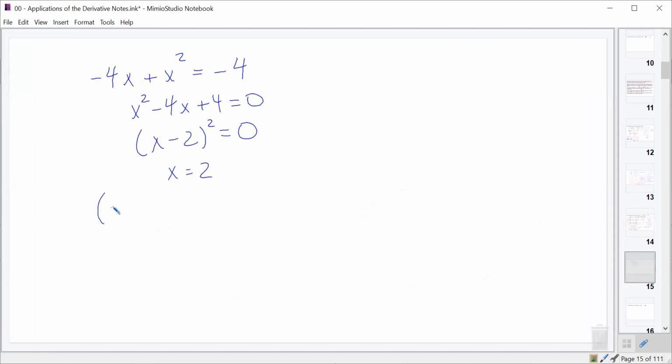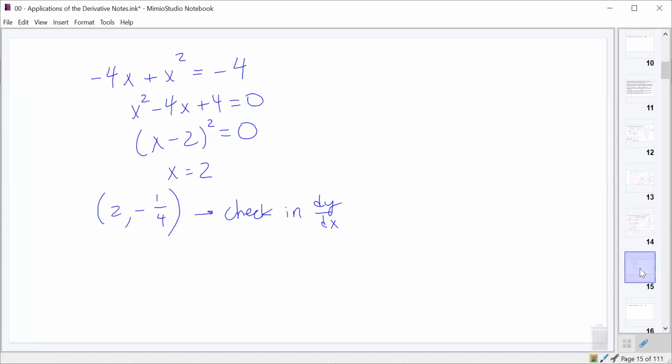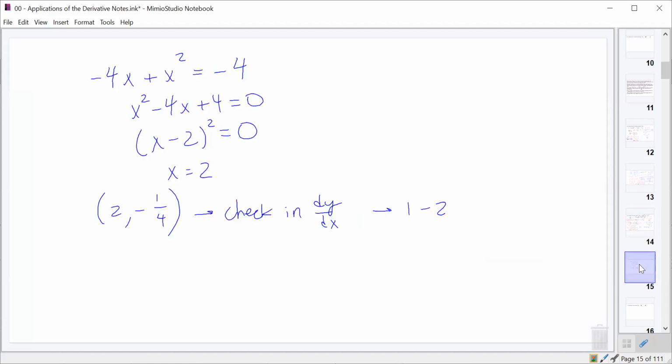So at the point 2, -1/4, we're hoping that we have a horizontal tangent line. But we do need to make sure that we check this in the denominator of dy dx, right? So if we go back and look, we have 1 minus x minus 2x squared y.